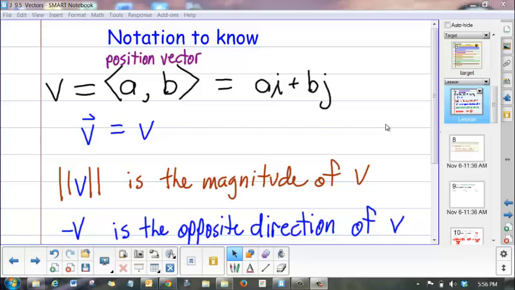Okay, this is Mr. Slacky. We're going to be doing section 9.5. This is dealing with the dot product and the angle between two vectors.